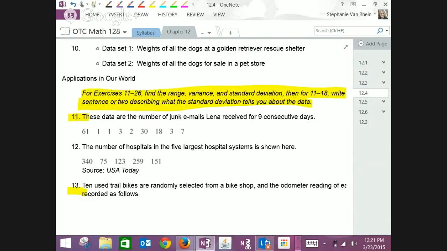These are the number of junk emails this person received in 9 consecutive days. There are 9 data points. So the first thing you want to do on this is to find the mean. So you add up all the numbers and divide by 9. So let's just do this one and then check our answer in the back of the book.